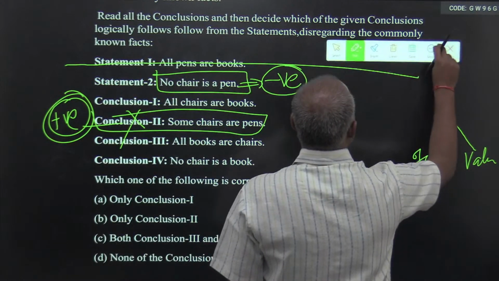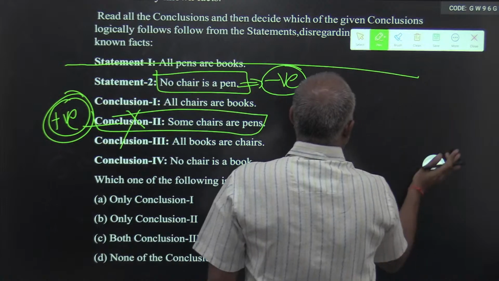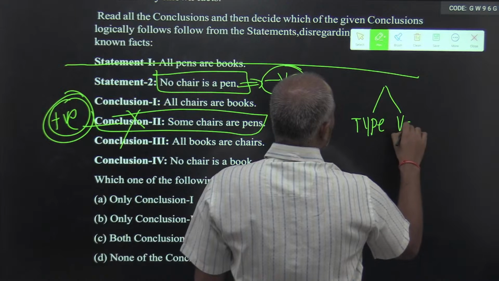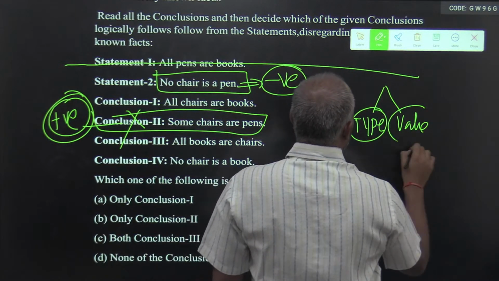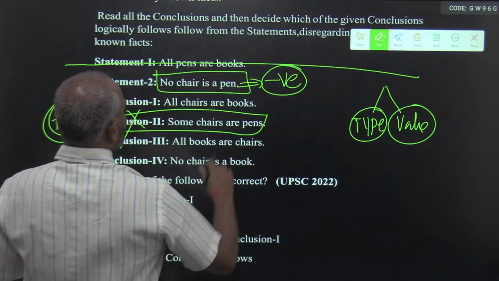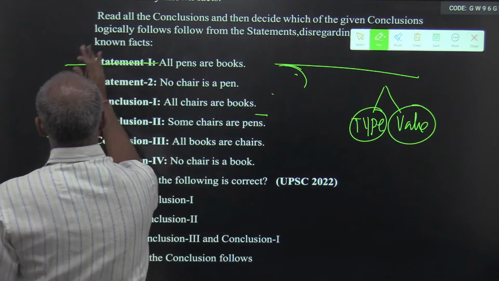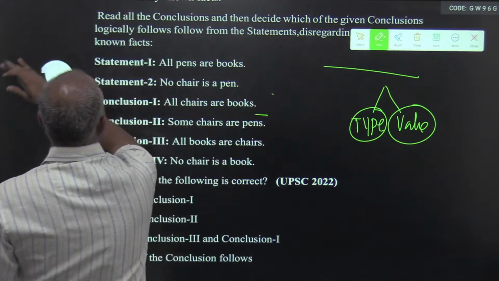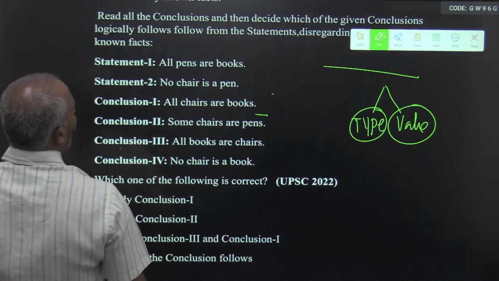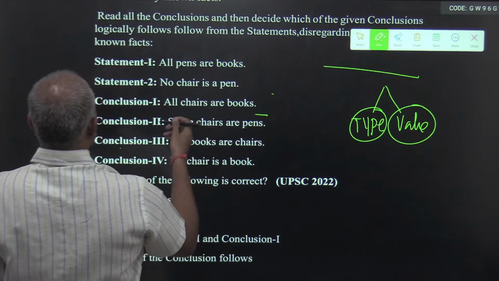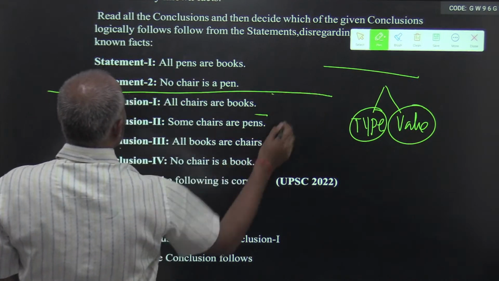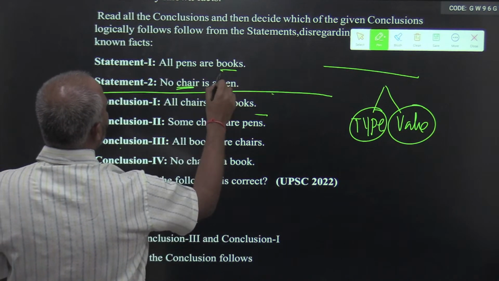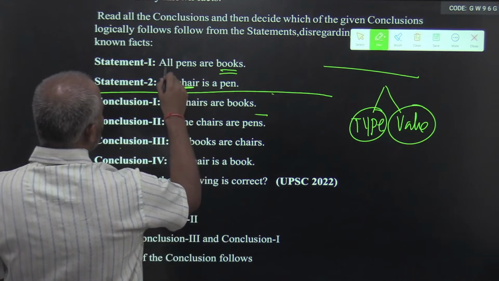We take one simple thing. To see the validity you will go for type. You have to check both type and value. What is statement 1 telling? All chairs are books. So this is a relation between chair and book. Okay, so this is a positive statement.